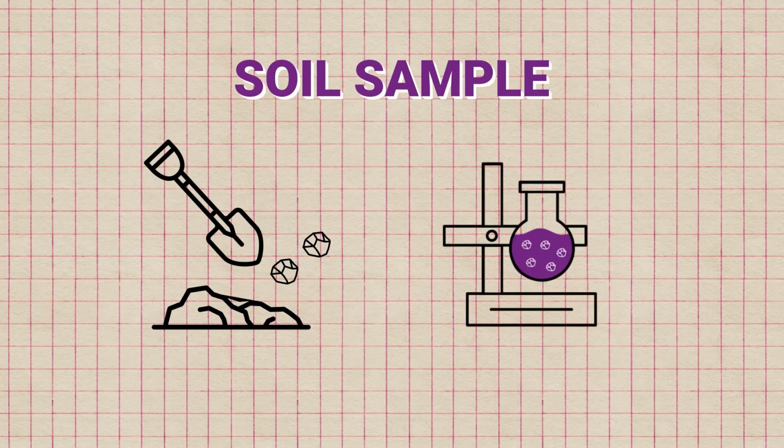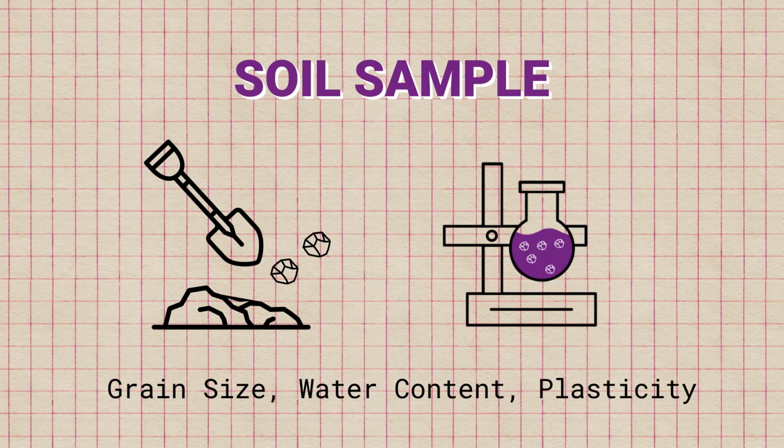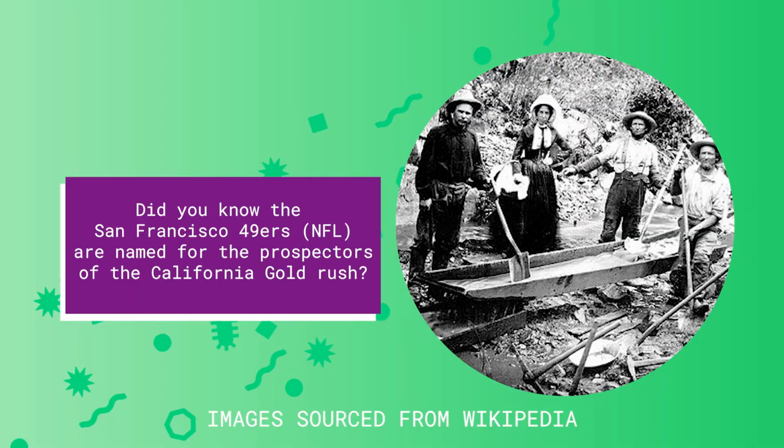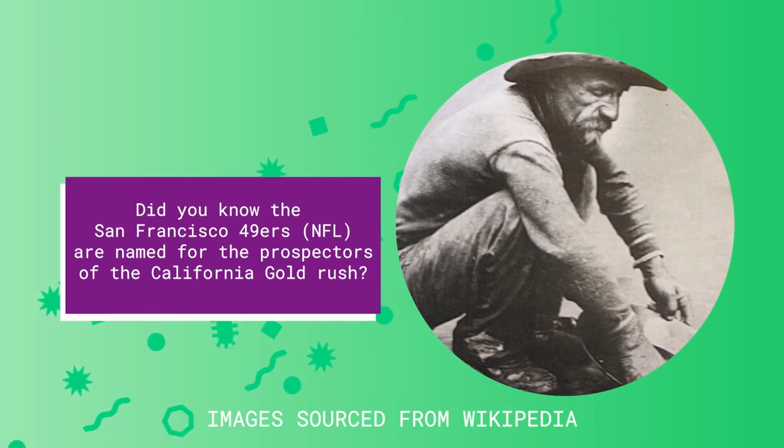Samples of soil are taken on site, analyzed in a lab, and then classified depending on their grain size, water content, and plasticity, or how easily shaped or molded something is. The grain size is determined by sieve analysis. Stacks of sieves are placed on a mechanical shaker, and the soil particles are sifted based on their grain size. Imagine the men and women who sifted through the Californian rivers during the gold rush. Sieve analysis is a very similar concept.